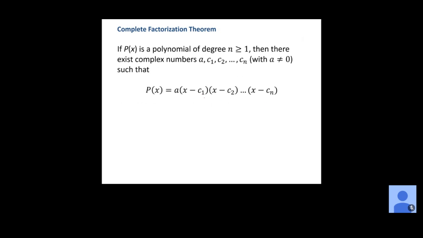Just keep in mind the c1, c2, and so on. Those are all complex numbers. Could be real, could be imaginary. We don't know. But we'll be able to factor it all the way down into this list of factors based off the zeros of that polynomial.